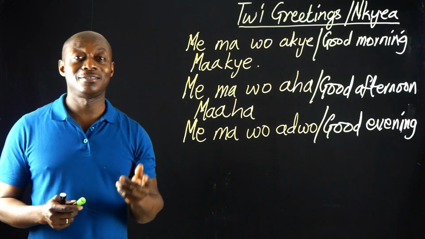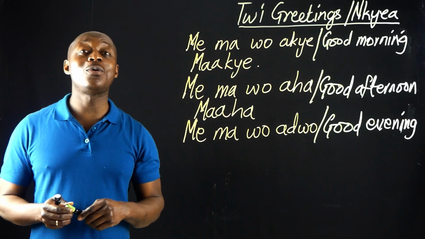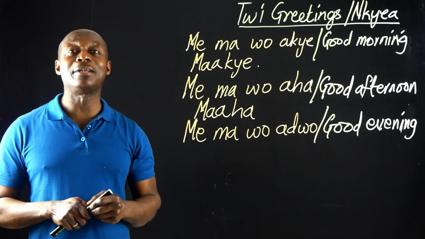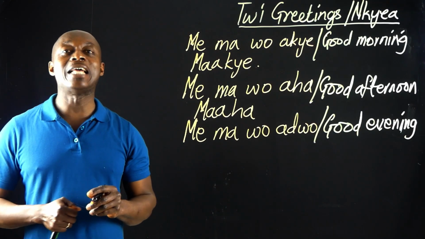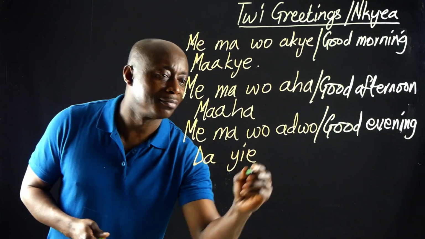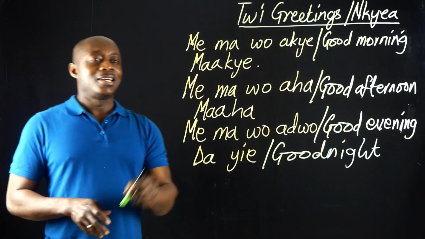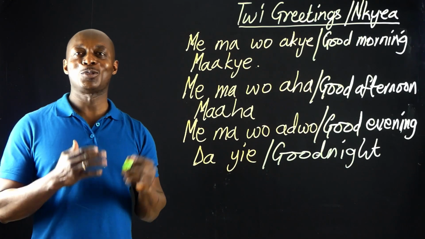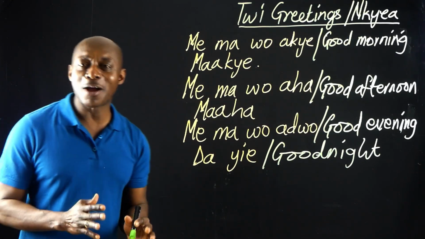So how do we say good night? At night, you will go and sleep. So how do we say good night to someone? We say daye. Daye meaning good night. Good night.